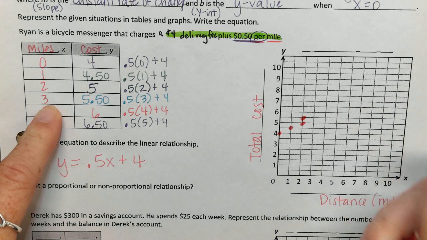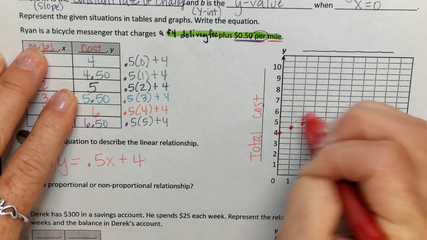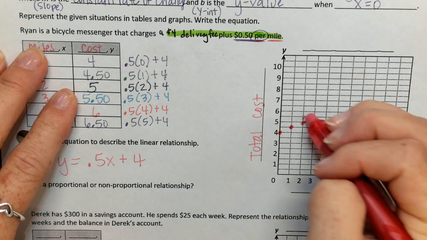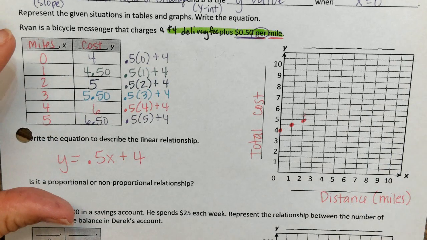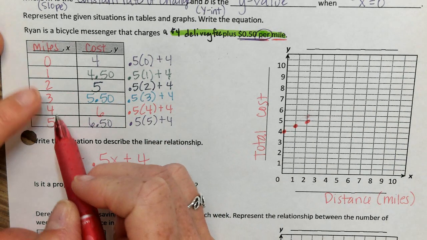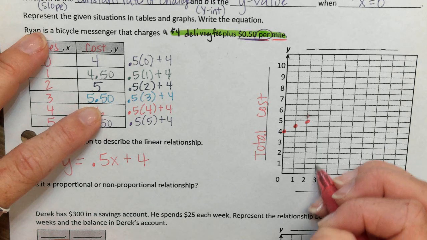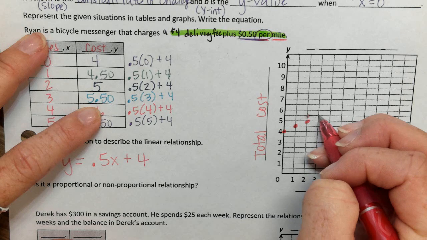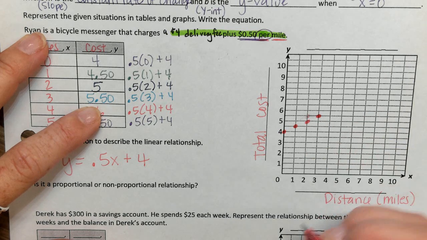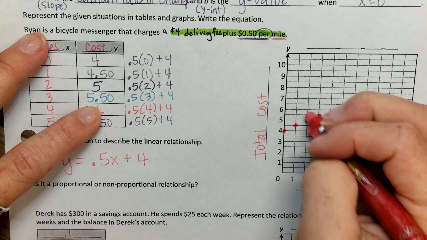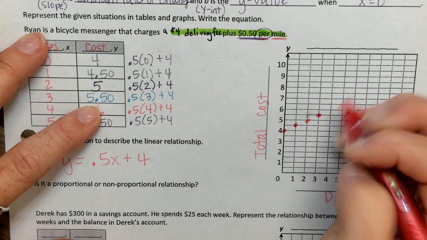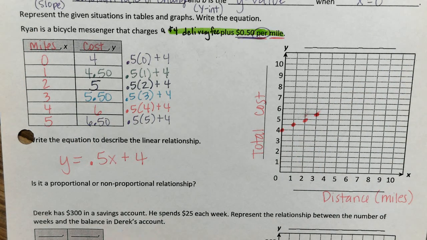Oops, I went too high. Is everybody good with graphing the points? So this is the x. So when x is 3, I go to when x is 3 right here. Yes? I go up to 5.50. So here's 5. Here's 5.50. Make sure we're always graphing in pencil or something erasable in case we mess up, like I did.